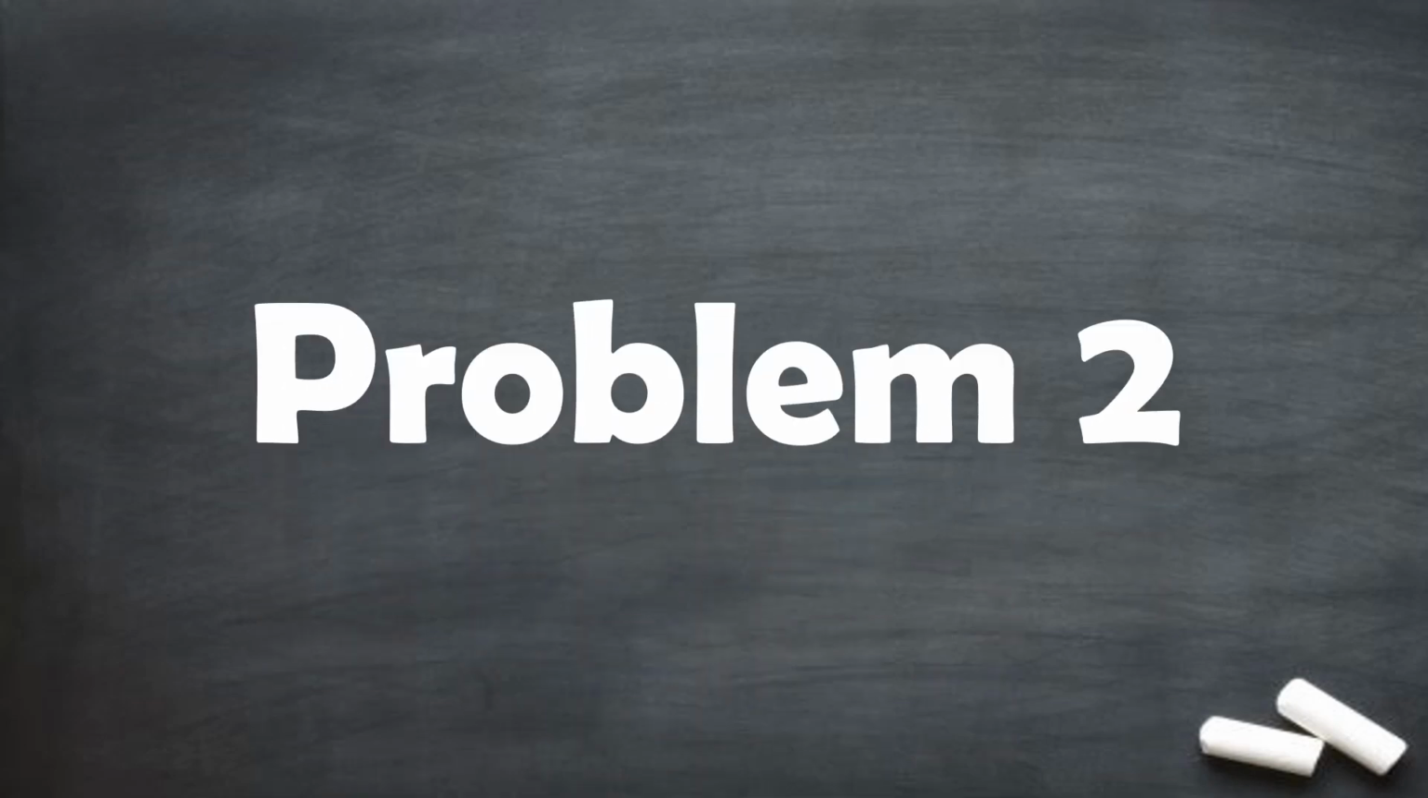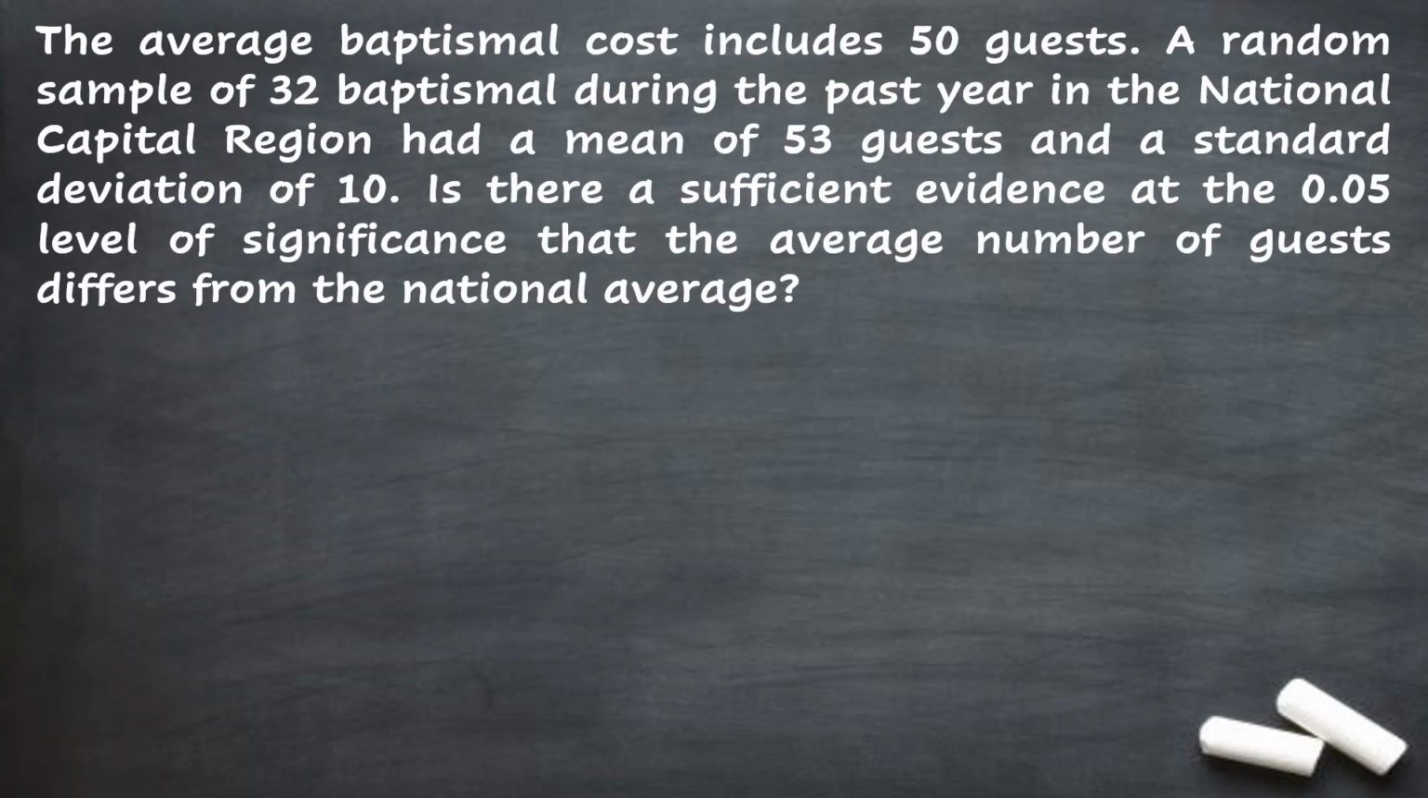Let's have another example, problem number 2. The average baptismal cost includes 50 guests. A random sample of 32 baptismal during the past year in the National Capital Region had a mean of 53 guests and a standard deviation of 10. Is there sufficient evidence at the 0.05 level of significance that the average number of guests differs from the national average? So again, for step 1, we have to identify the null and alternative hypothesis for this problem.